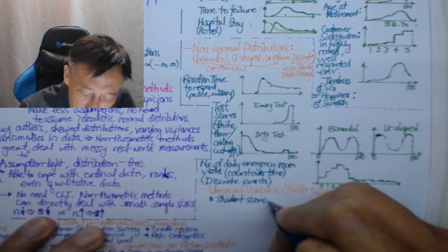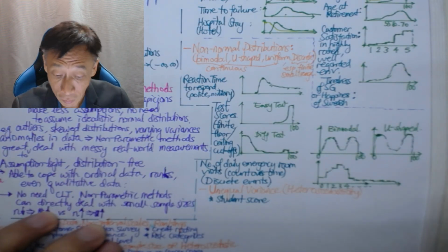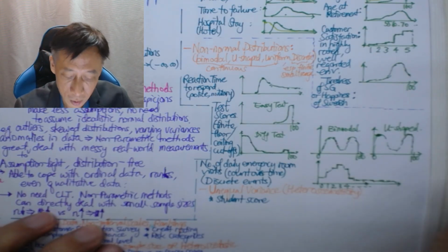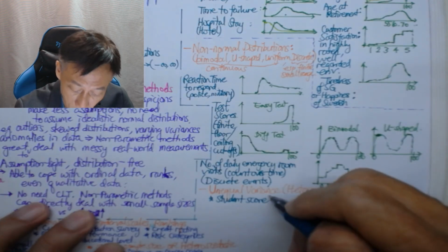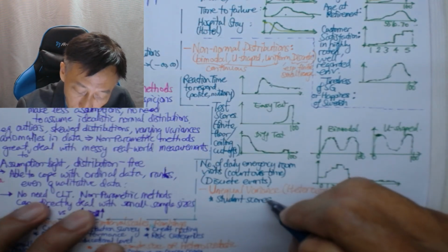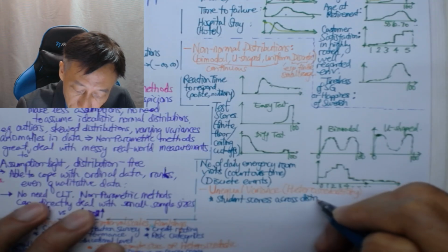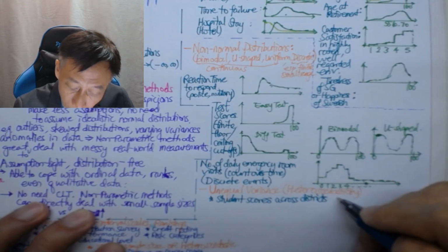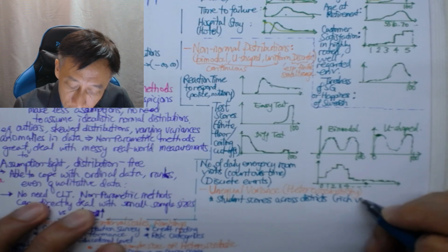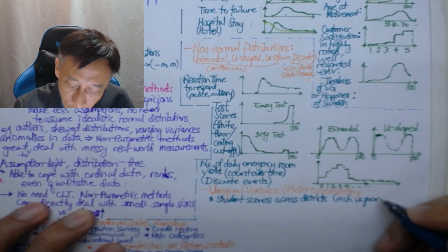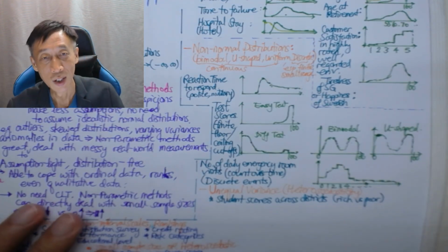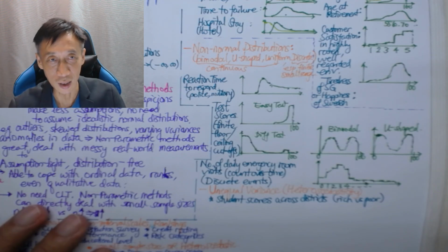Okay, this could be A-level performance, O-level performance, primary school performances, right? Student scores across districts. Why? Well, because there are rich districts, there are poor districts, right? And how does that translate? I think some of you can guess, right?